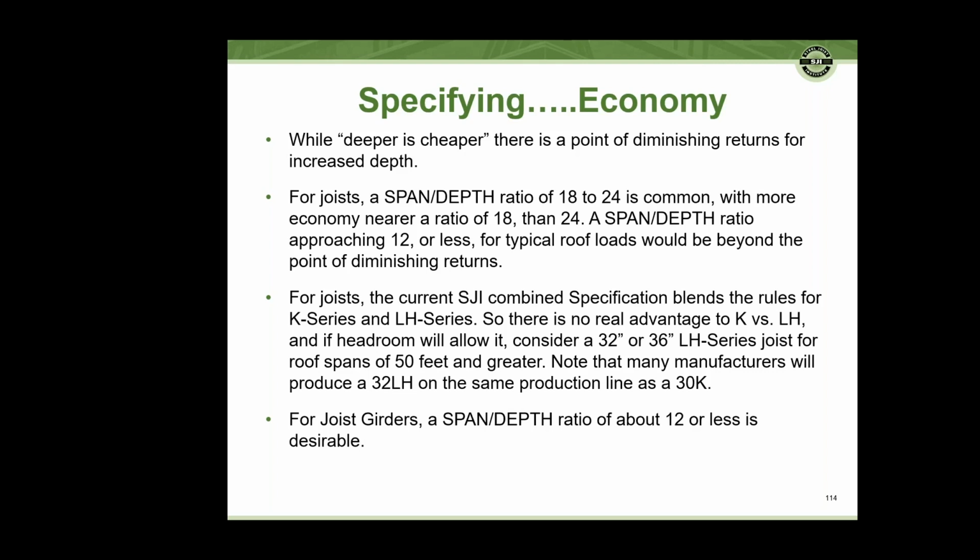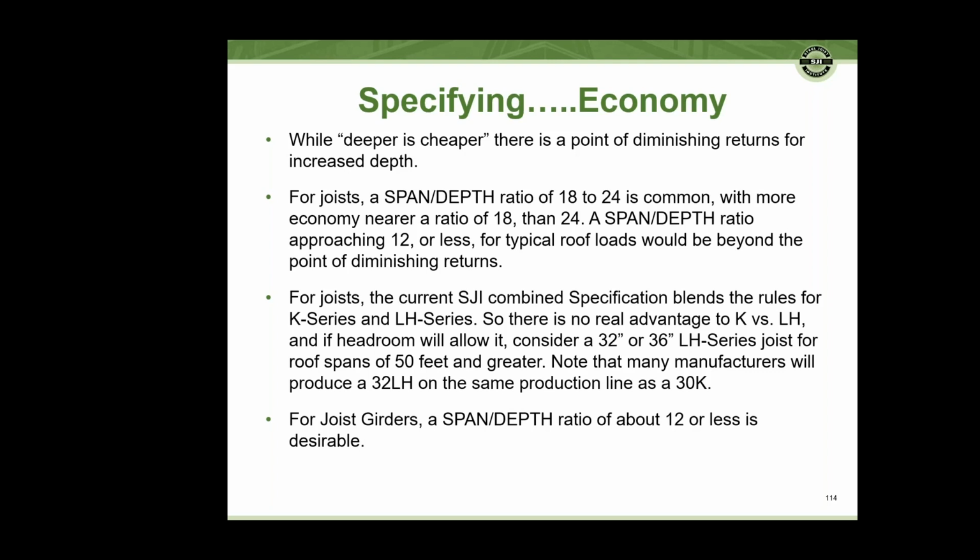Something to be aware of is that for joists, and I think I mentioned this earlier, the current SJI combined specification blends the rules for K series and LH. So there's no real advantage to K versus LH, where some of these series overlap. So if headroom will allow it, going beyond the K series to a 32 or 36-inch LH series joist could be real economical for spans of 50 feet and greater. And many manufacturers will produce a 32-inch LH joist on the very same production line that they're building K series. So it may make sense to take advantage of a couple inches of additional depth.